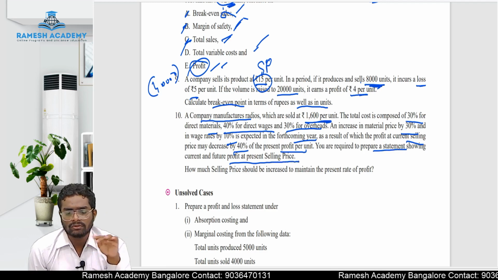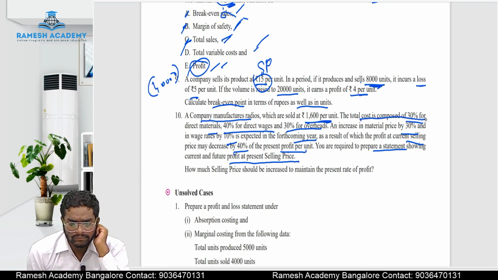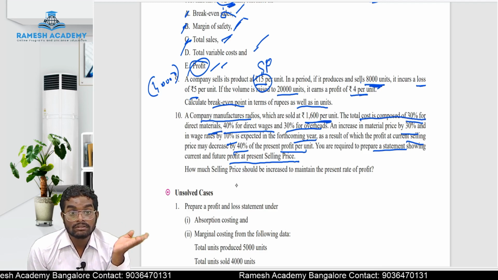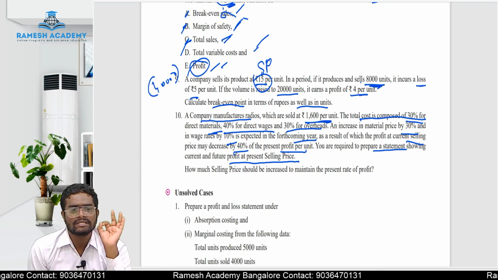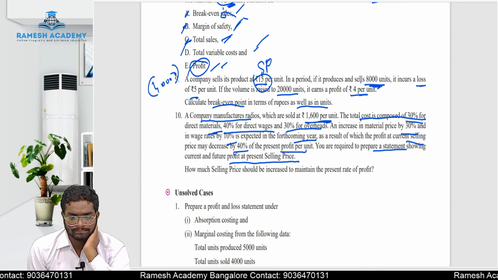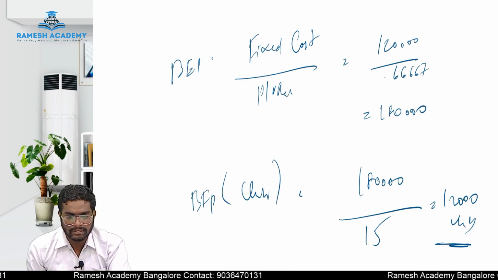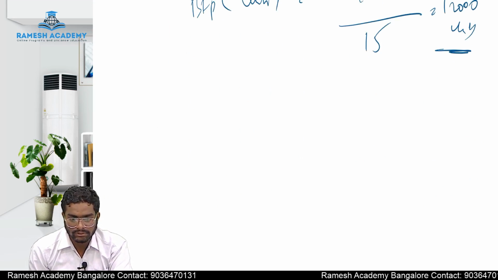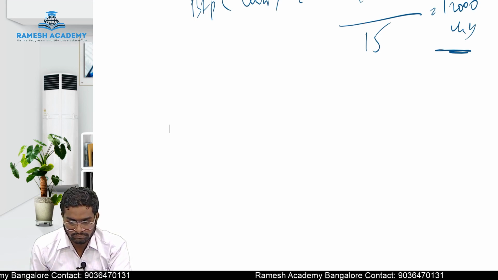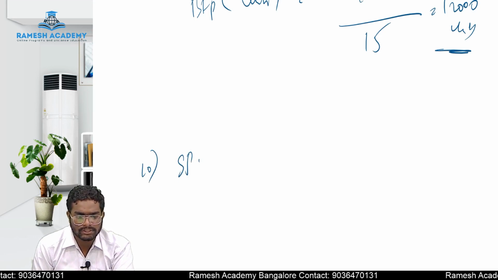That's all. So here, have they told anything about profit? They are telling that the total cost is composed of 30% for direct material. 30% of what? They have not told. Here we have to make an assumption that the 30% is of selling price. So that is the reason. Now we'll make a note here. So this is my 10th question. So SP is 1600.